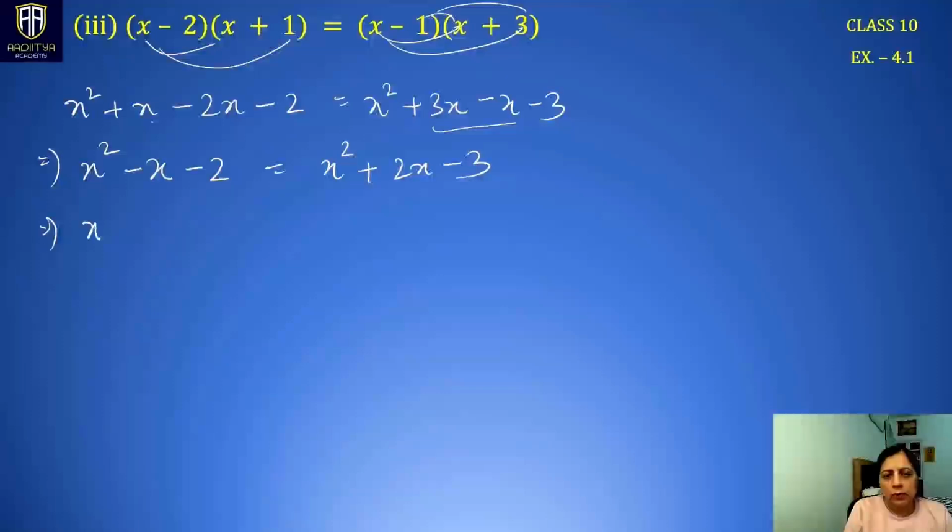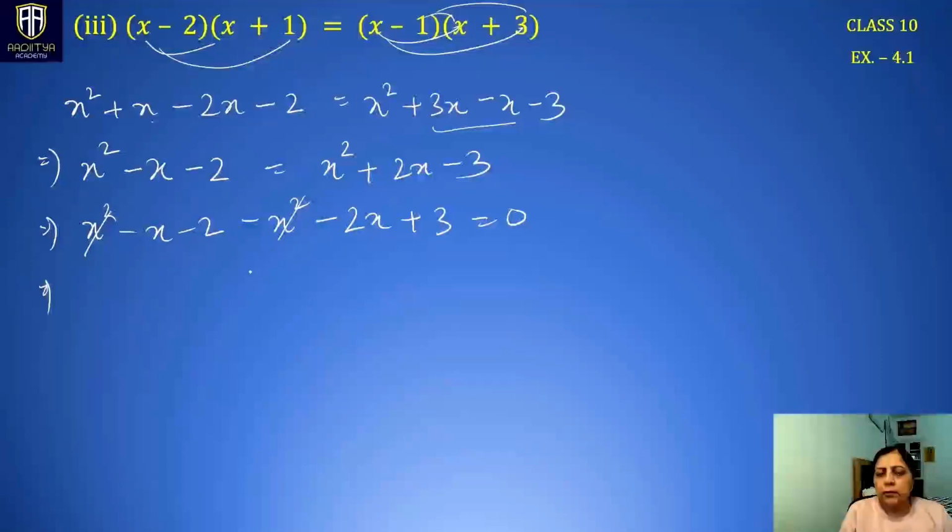Now we have to bring all the terms to left hand side. This is minus x square. We transpose with the opposite signs. This becomes minus 2x, this becomes plus 3. So here you can see that these two x square terms are getting eliminated because they are of opposite signs. Then we have negative x, negative 2x is negative 3x. Minus 2 plus 3 is plus 1.